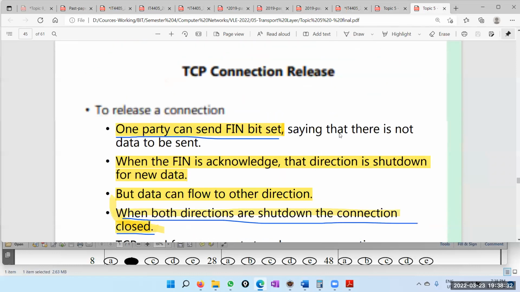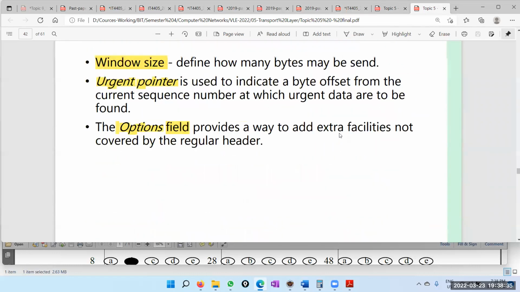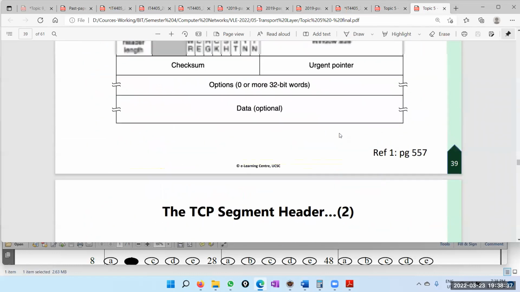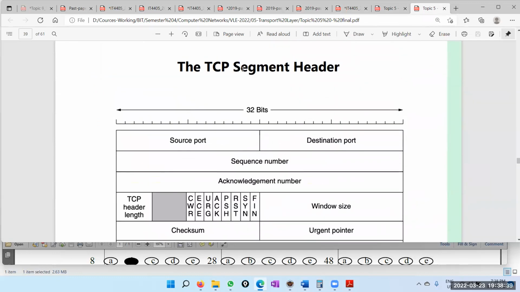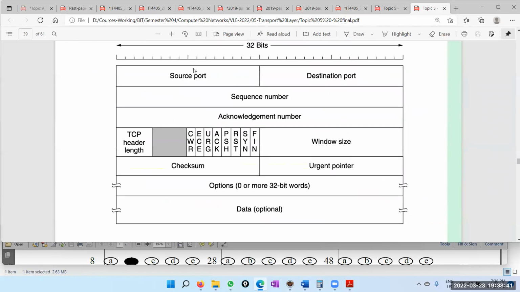TCP header has more fields than the UDP header, because there are some flags, more flags. Right. So this is the TCP segment header. Source port, destination port, right? And sequence number, acknowledgement number. So sequence number is the current data packet's sequence number. Acknowledgement number is what you get when you are receiving. Some checksums, and of course this is the data for the payload.